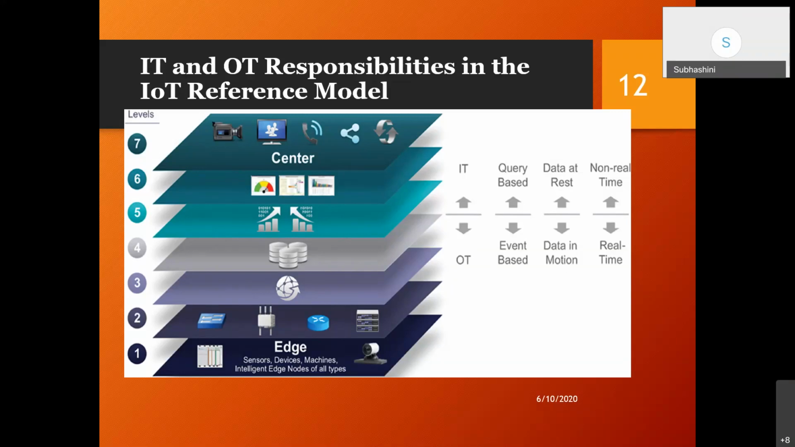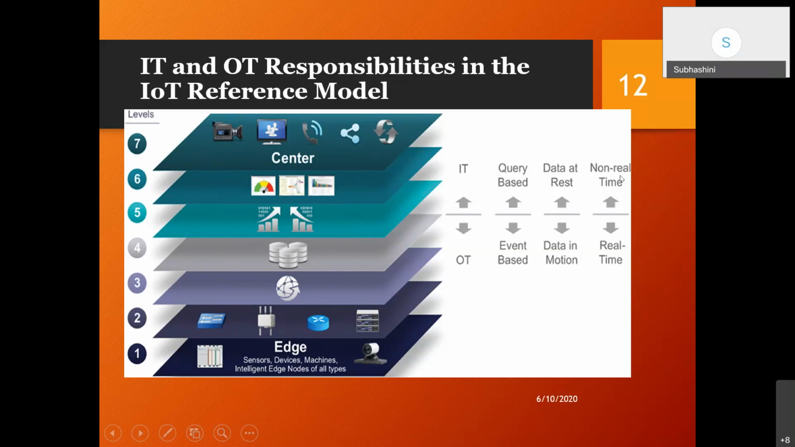Correct? So the data which is sensed by the sensor will move. So it is called data in motion. It will move and it will get stored into some server. And when it comes and stores in the server, now it is part of IT. So it is at rest. Got it? Next difference, IT and OT.